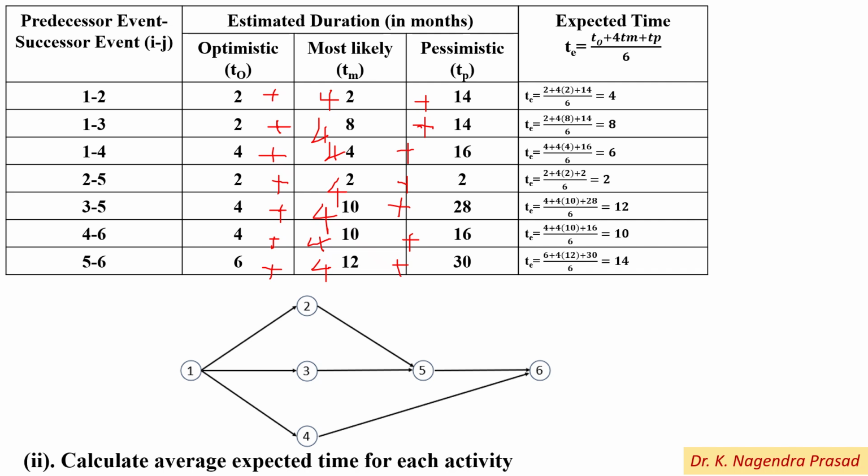Then we have to represent this expected time on the respective activity. So for activity 1 to 2, the TE value is 4. And for the activity 1 to 3, 8, and 1 to 4, 6, and 2 to 5, 2. 3 to 5 is 12, and 4 to 6, 10, and 5 to 6 is 14.